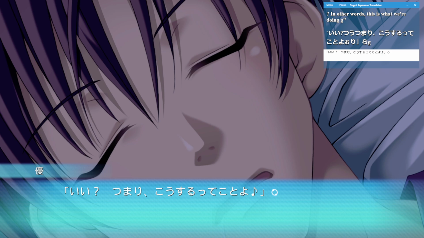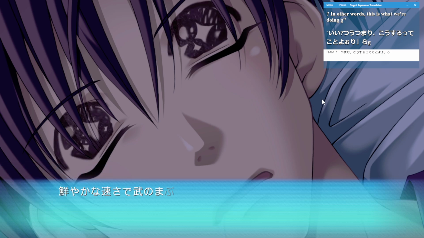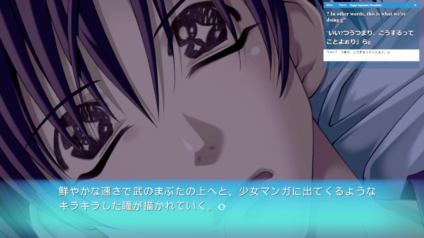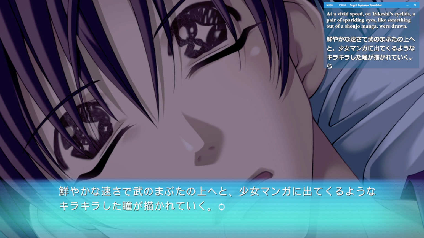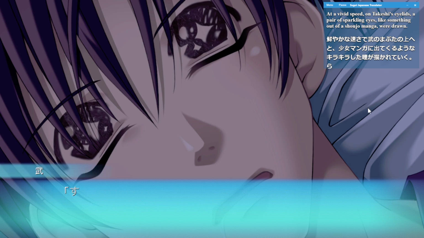Oh, sorry, but I thought she was going to do something else with the pin. At a vivid speed, on Takeshi's eyelids, a pair of sparkling eyes, like something out of a shoujo manga, were drawn. Nice indirect voice translator. I apologize for the chair noise.